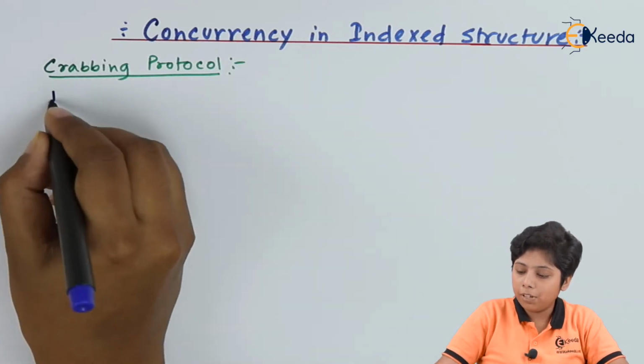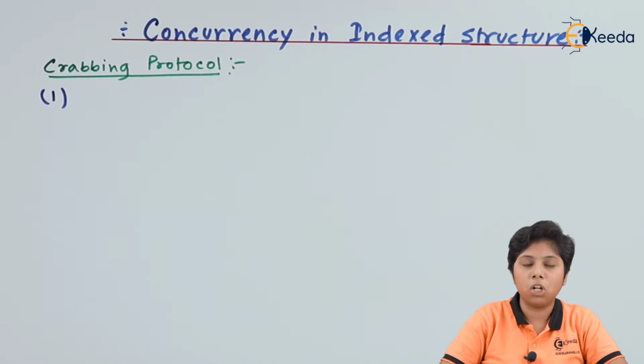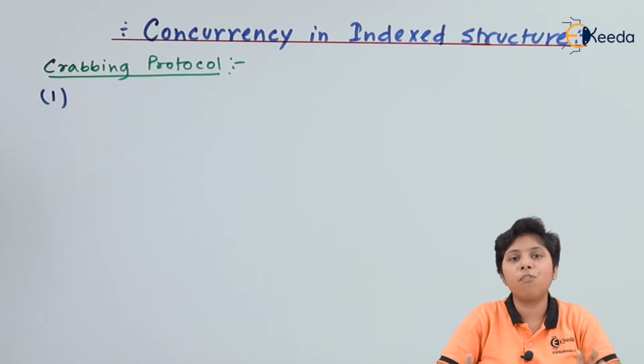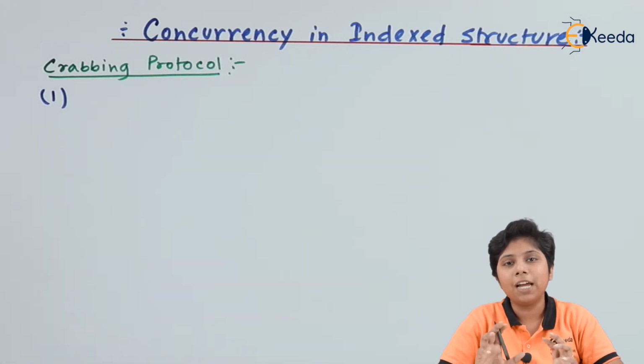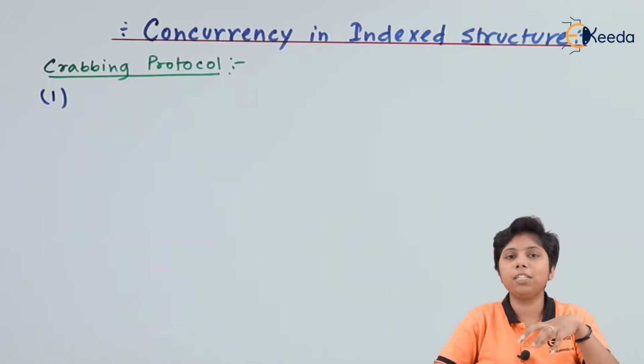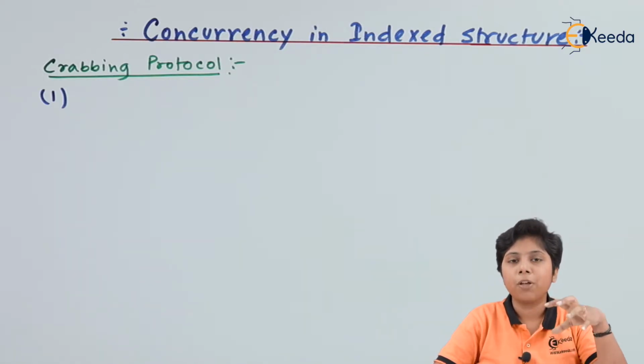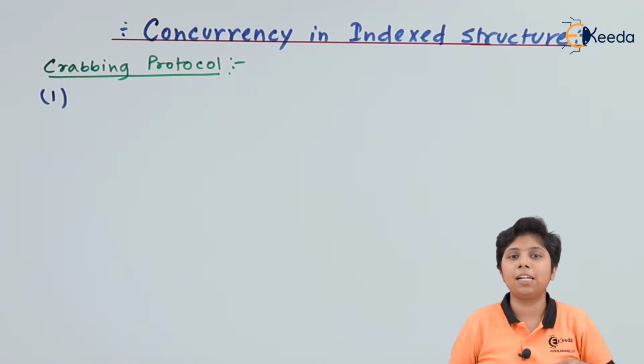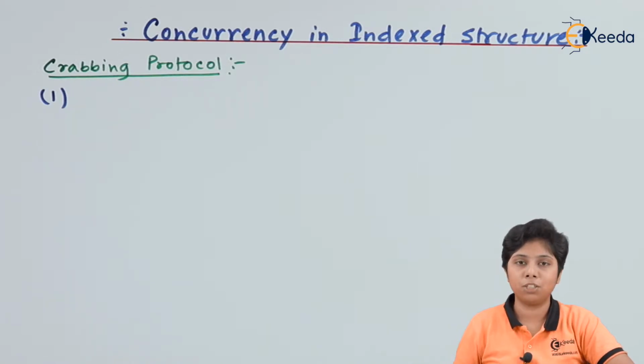While doing lookups in the crabbing protocol, first we acquire a shared mode lock on the root key. Then when we go to the child node of this root key, a non-leaf node, we acquire a shared lock on this child node. While acquiring the shared mode lock on this node, we release the shared mode lock on the root key. Again, we will move like this until we find the leaf node that we are searching for.